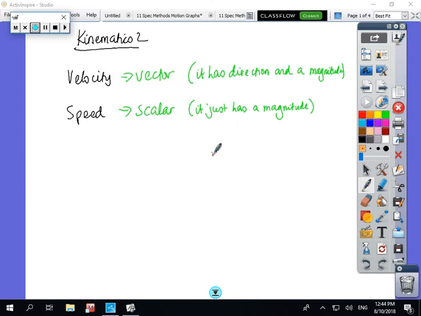Okay, so we're looking at the second of the videos on kinematics, and this time it's going to be velocity and speed. Velocity and speed aren't the same thing, although they are connected in some ways. Velocity is a vector. It has direction and magnitude. Speed is a scalar. It just has magnitude.